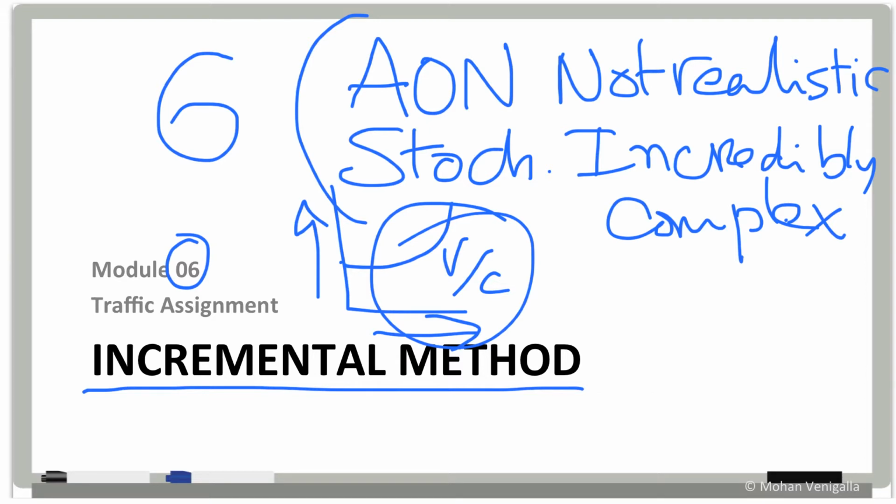Now let's try to do slightly better than all or nothing and stochastic, with a mechanism with which we can incorporate the relationship between travel time and volume to capacity ratio. That is essentially what we start with, a method called incremental method.